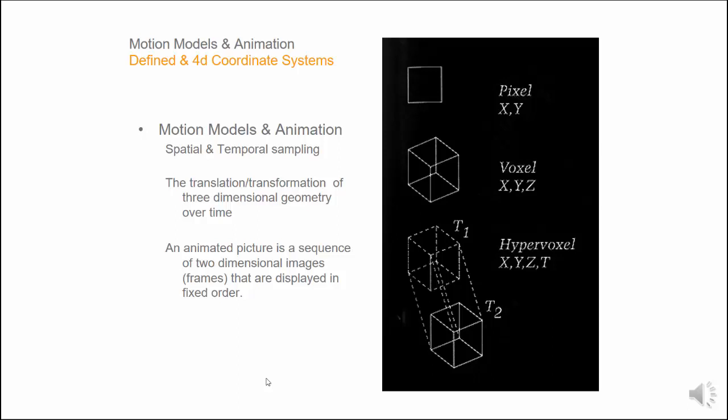We know that we should assume that we can animate both the translation of and the transformation of three-dimensional geometry over time. That time is visually communicated with an animated picture, which actually is a sequence of two-dimensional images or frames that are displayed in a fixed order.